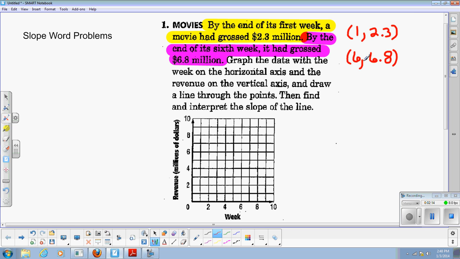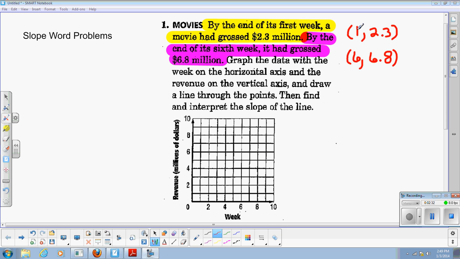Now that I have two coordinates, I can, as this problem tells me to do, graph the data with week on the horizontal and the revenue on the vertical. Then we draw a line through the 2 points. So here's what this sentence is telling you to do. And this is what you will do when you graph it.